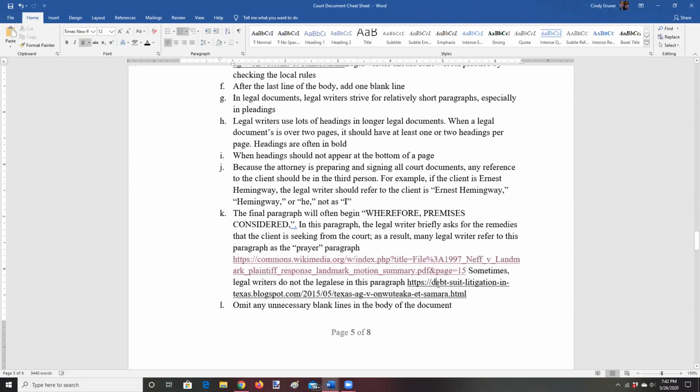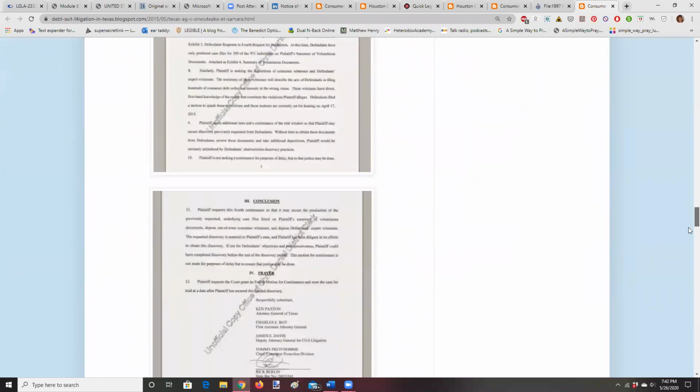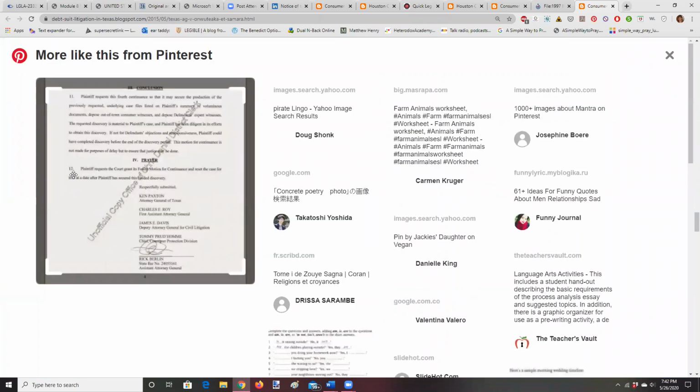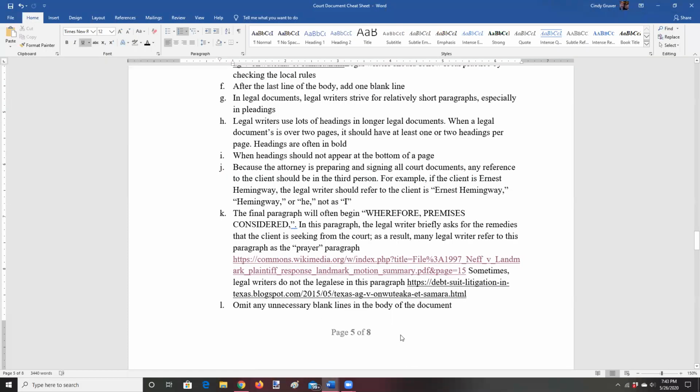Here we go. And I think we've already done this one, but let's look at it. Here we don't have that. We could imagine that the writer could have said, "wherefore, premises considered, plaintiff requests the court grant its fourth motion for continuance and reset the case for trial at a date after plaintiff has secured this needed discovery." But they didn't include it, so it's perfectly fine either way. And honestly, between you and me, it's probably better without it. But I wanted you to understand what it meant.